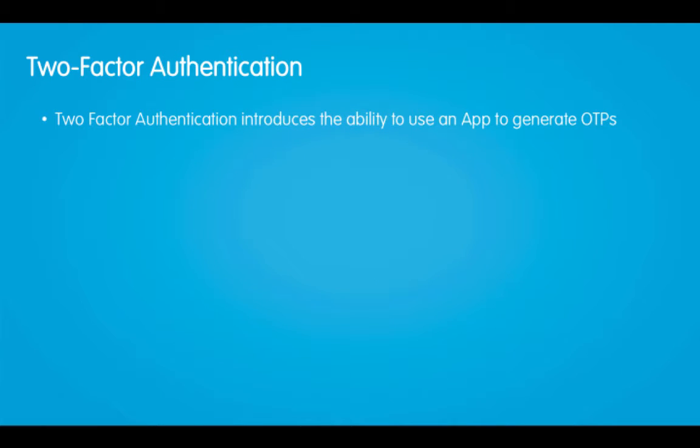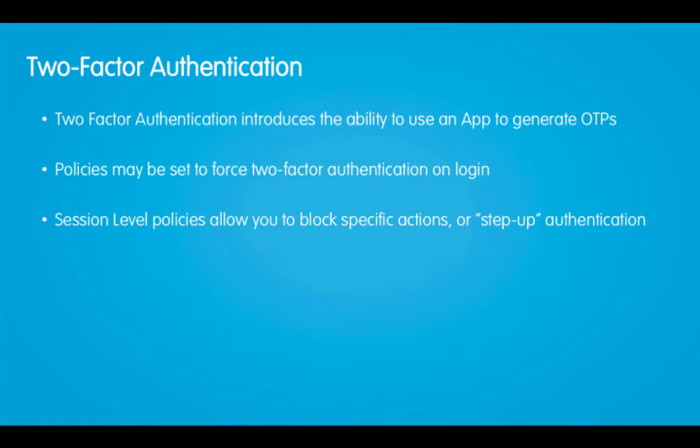Two-factor authentication builds on top of risk-based authentication and introduces a few key capabilities. The first are applications for mobile devices that are allowed to generate those OTPs. No longer is there a dependency on email or SMS. You can generate one-time passwords directly from an app on your phone. Policies may be set to force two-factor authentication on login. Session-level policies also allow you to block specific actions or step-up authentication.